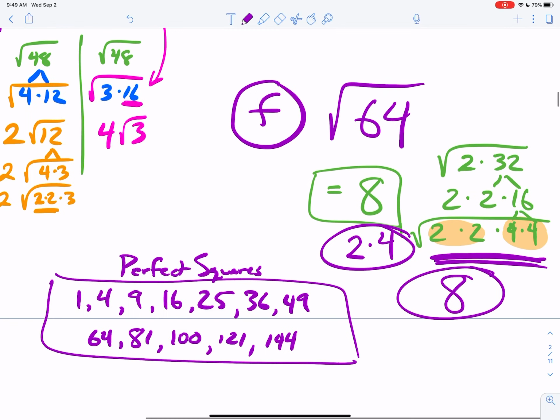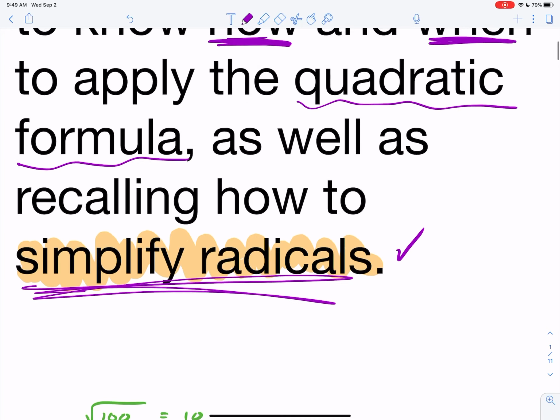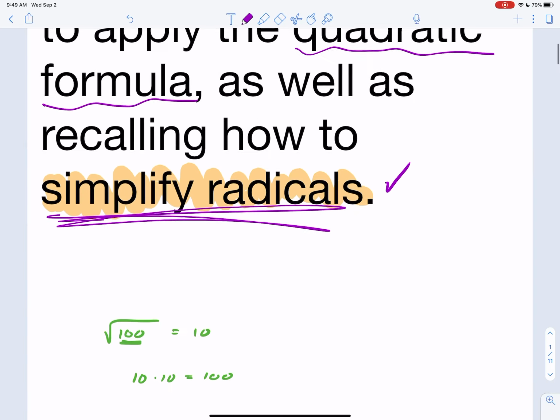So, okay, we know how to simplify radicals. We took care of that. Now let's jump into the quadratic formula. I'll focus first on the how, and then I'll start focusing on the when, all right?